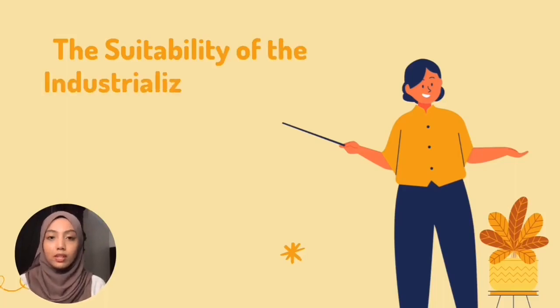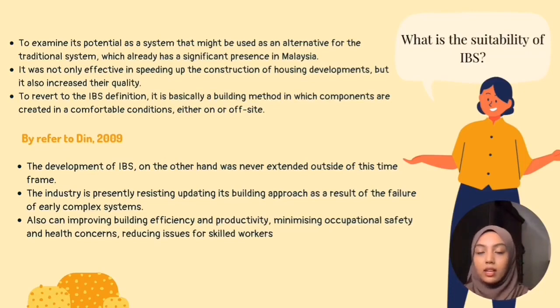Next, I'm going to present about the suitability of IBS. What is the suitability of IBS? The suitability of IBS is to examine its potential and whether the system might be used as an alternative for the traditional system, which already has a significant presence in Malaysia. It is not only efficient in speeding up the construction of housing development, but it also increases quality. And lastly, to revert to the IBS definition, it is basically a building method in which components are created in comfortable conditions either on or off site.